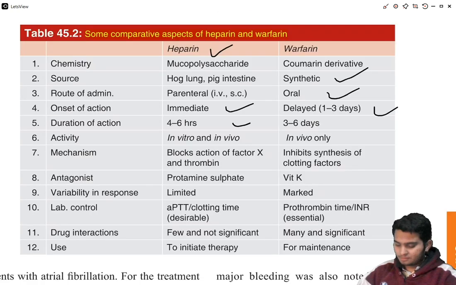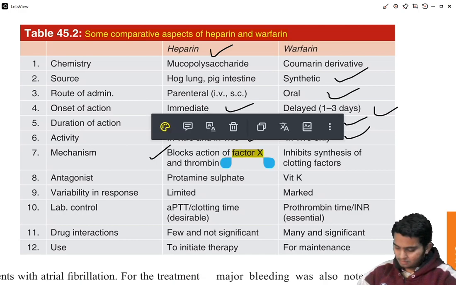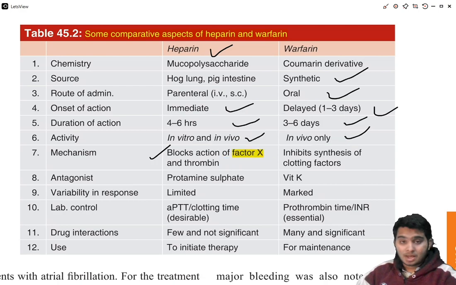Duration of action: heparin 4 to 6 hours, while warfarin takes 3 to 6 days to act. Activity: heparin acts in vitro as well as in vivo, while warfarin acts only in vivo. Mechanism, as we discussed earlier: heparin blocks the action of factor 10 and thrombin, factor 10 at lower doses and thrombin at higher doses, while warfarin inhibits synthesis of clotting factors. The antagonist is protamine sulfate for heparin and vitamin K for warfarin.